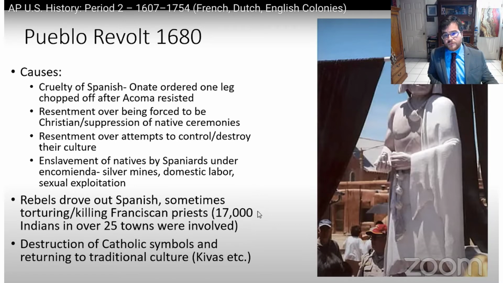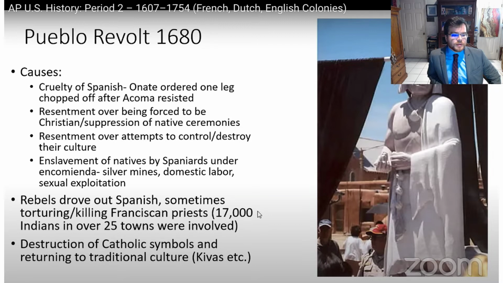Oh, disputes over the encroachment of the English settlers on Native American land. What caused the Pueblo Revolt against the Spanish? Well, it all had to do with these Kachina dolls that were holy for the Pueblo Indians. So the cruelty of the Spanish was one of them. The Onate ordered one leg chopped off after one resistance by Acoma.